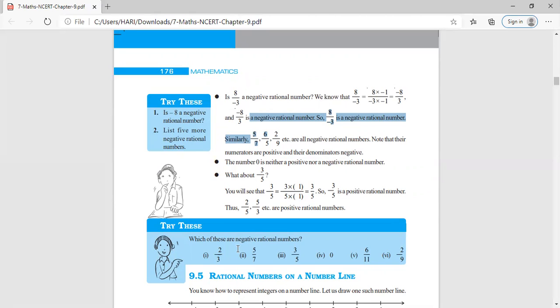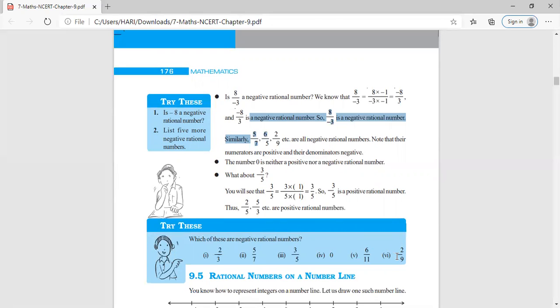Second one, 5 by 7. Both the numerator and denominator are positive. So it is an example of a positive rational number. Next one, 3 by minus 5. Here, the denominator is negative. So it is an example of a negative rational number. Next one, 0 is a zero rational number. And the fifth one is 6 upon 11. Both numerator and denominator are positive. So it is a positive rational number.